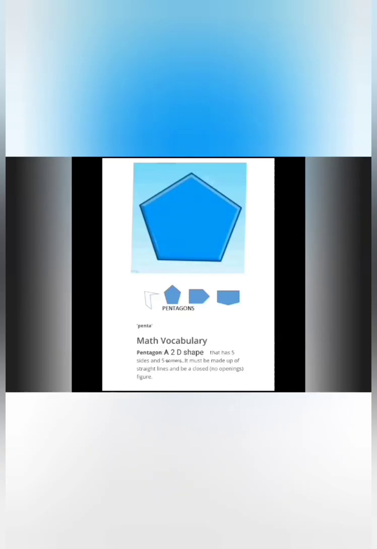Children, you must have seen some houses around you like huts and cottages which have a shape just like a pentagon. These are a few examples in real life where we see a pentagon shape. Let us know what is a pentagon. A pentagon is a 2D shape that has 5 sides and 5 corners. It must be made up of straight lines and must be a closed figure.